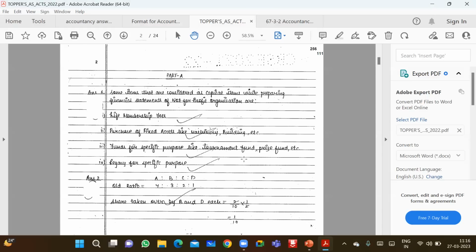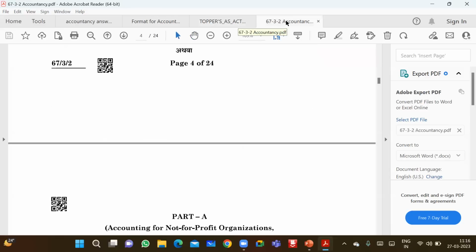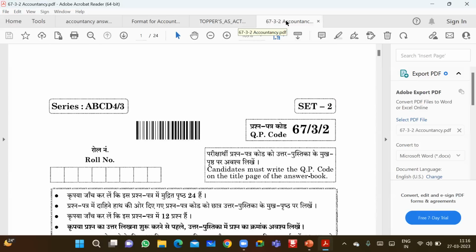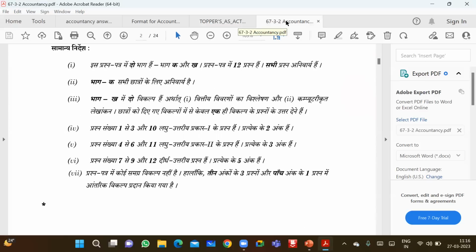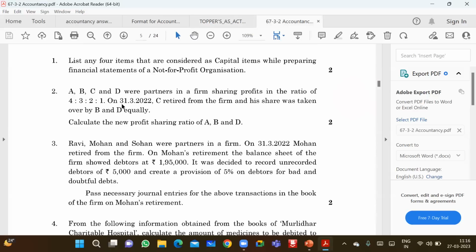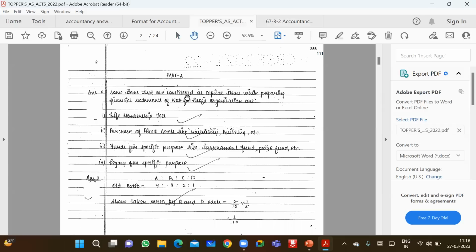So now let's move to the first question. This is the answer's first question. First of all, we need to see the first question. This is the set number 6732 and the answer sheet also belongs to the same set. Now see the first question: list any four items that are considered as capital item while preparing the financial statement. This question does not belong to the current syllabus, but we can see how this could be answered. This has been answered in the rule sheet.